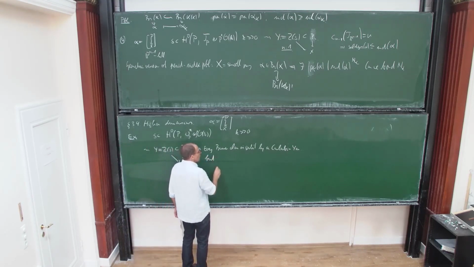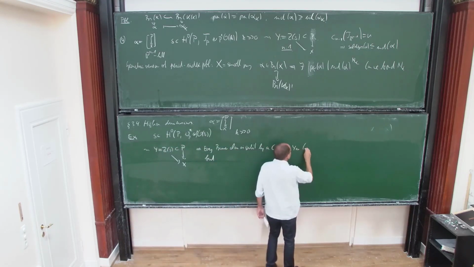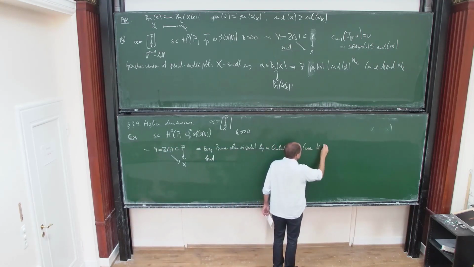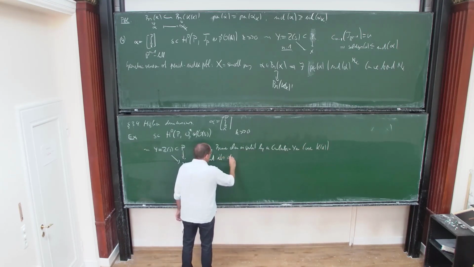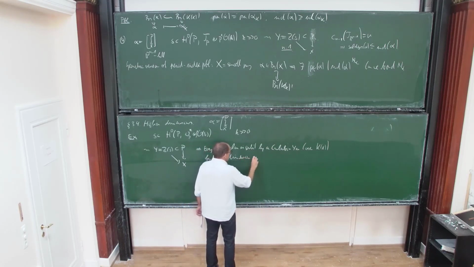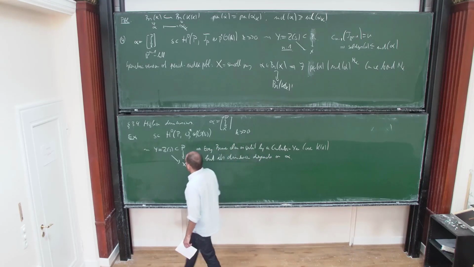You mean a family of Calabi-Yau? Yeah, so it's a family, it's a Calabi-Yau over the function field. But its dimension depends on alpha, or on the order of alpha.